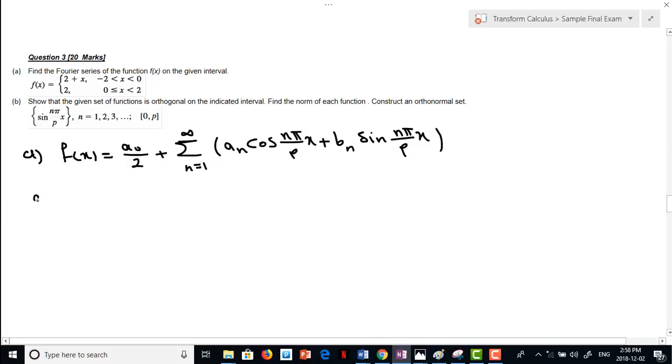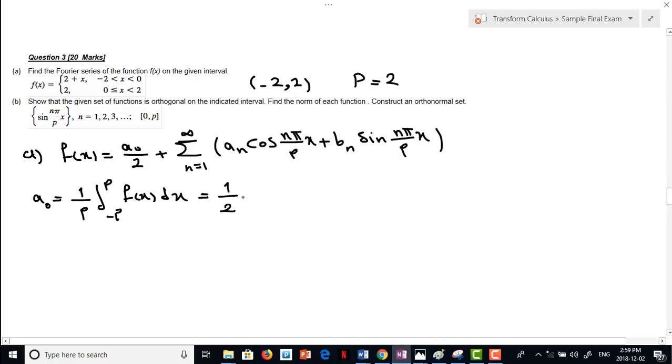First, we have to find a0. a0 based on definition is 1 over p, the integral from minus p to p, f(x) dx. If you look at the problem, you can see that the Fourier series function is defined on one symmetrical range from minus 2 to 2. As a result, p is equal to 2. So we have 1 over 2 integral from minus 2 to 2 f(x) dx.